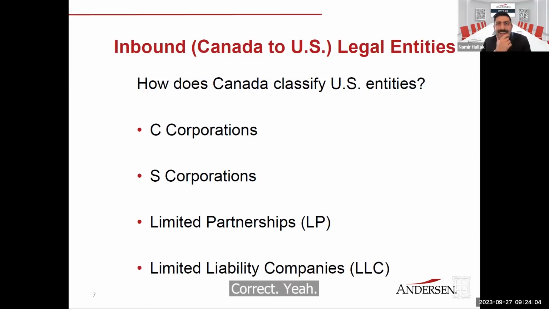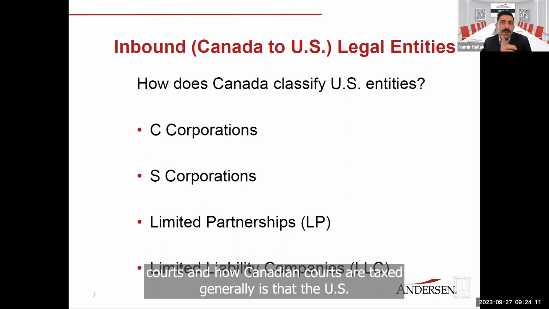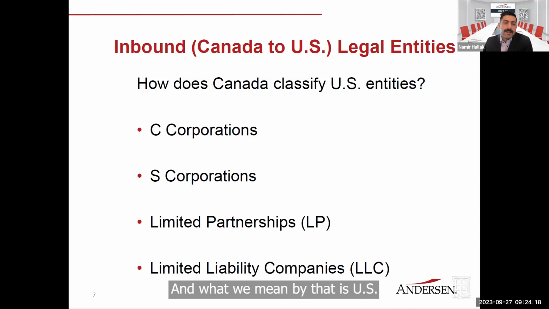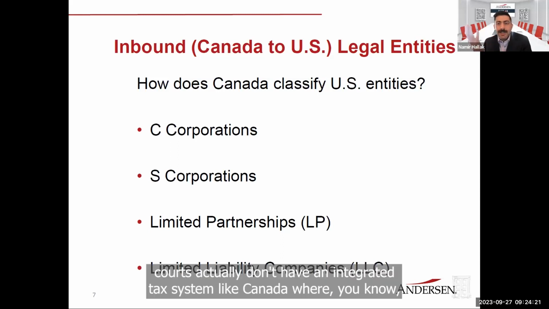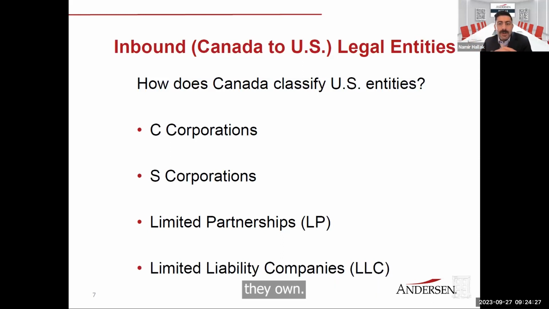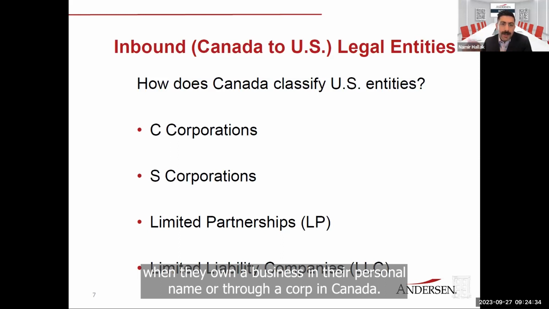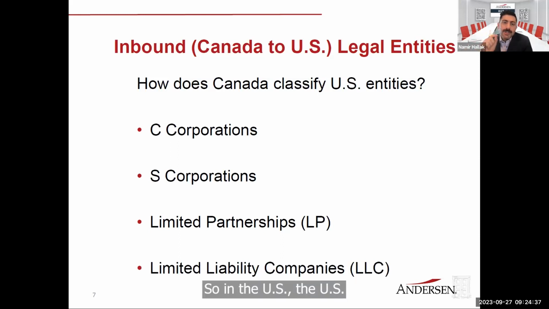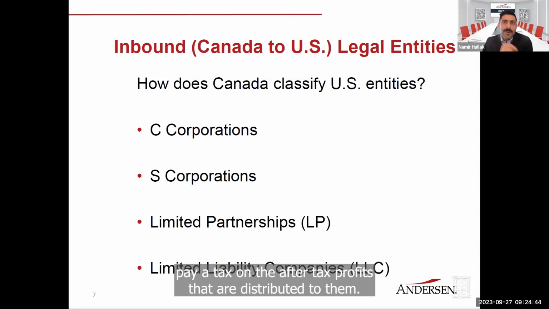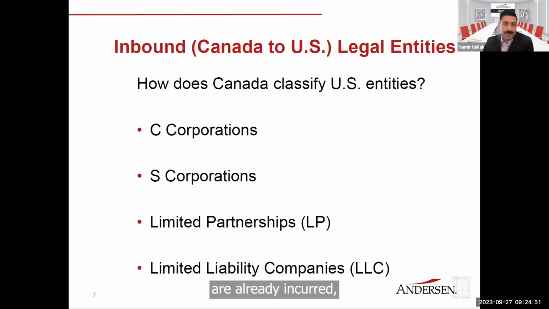Correct. Another distinction between US C Corps and how Canadian corps are generally taxed is that US C Corps are subject to double taxation. What we mean by that is US C Corps don't have an integrated tax system like Canada, where the shareholders get a credit for any taxes paid by the corporation they own. Essentially, individuals can pay a similar tax when they own a business in their personal name or through a corp in Canada. That's not the case in the US. In the US, the C Corp first pays a corporate level tax, and then the shareholders pay a tax on the after-tax profits that are distributed to them. So there's no consideration for corporate level taxes already incurred.